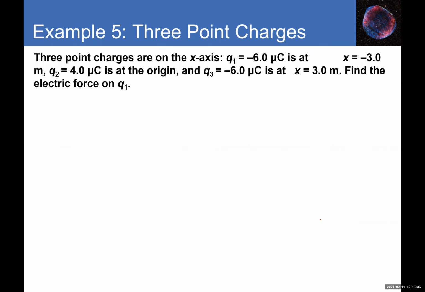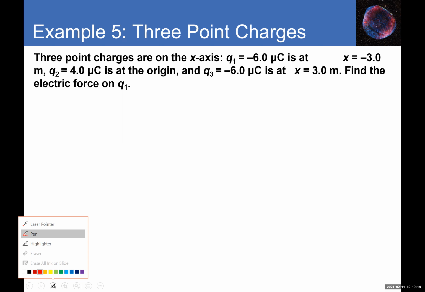All right, so now what we're going to do is increase the difficulty of the problem. The first one was just two particles next to one another exerting force on one another. Now we have 3 point charges, and I'm going to make these 3 point charges on the same axis. So let's say the 3 point charges are on the x-axis. Q1 equals negative 6 microcoulomb at x equals negative 3 meters. Q2 equals 4 microcoulomb at the origin, and Q3 equals negative 6 microcoulomb at x equals 3 meters. What we want to do then is find the electric force on Q1.